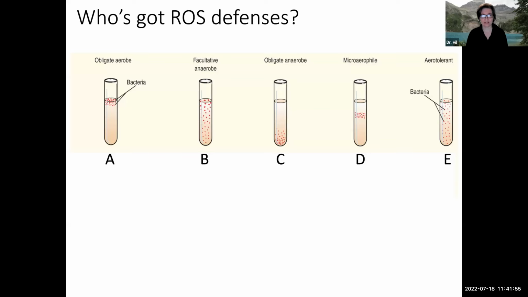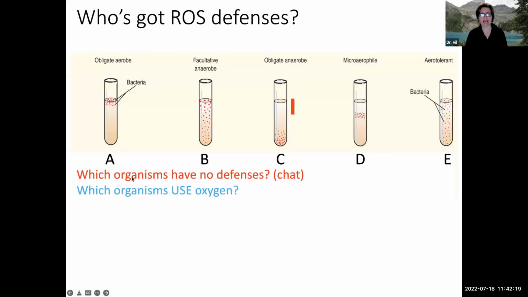But when you look at these guys, who do you know has got some kind of enzymes to defend themselves against reactive oxygen species? Yes. The good answer is all of them except for C. Okay, so he has no defenses. Everybody else has got defenses. Why? Well, this is the only one that's dead in the presence of oxygen.